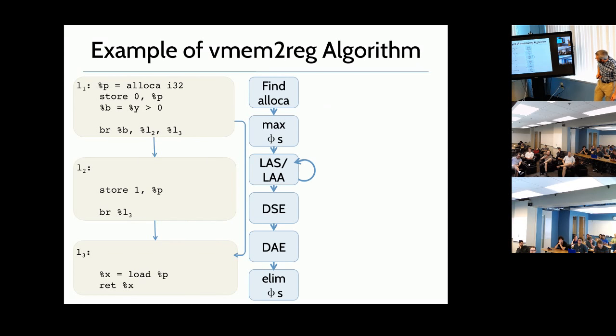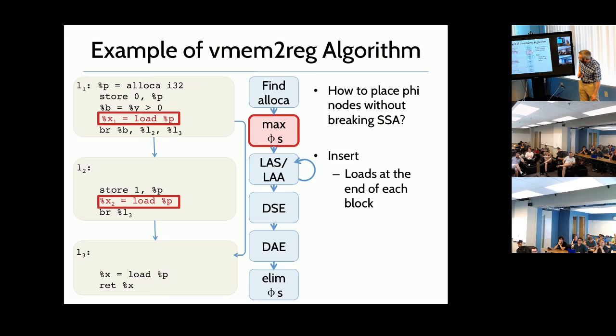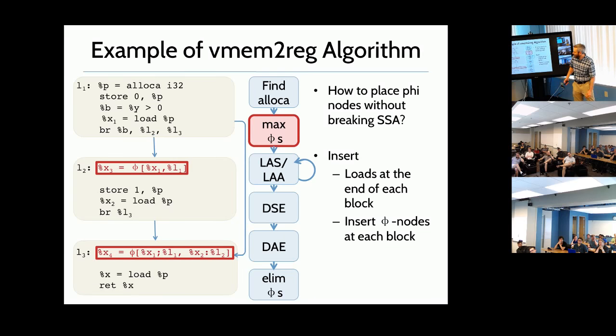So let's see. I guess I'll just quickly walk through an example of applying this. So basically, if we start with the code on the left, there's a bunch of stages that this goes through. And I'll just quickly flip through it because I want to get to what we're currently doing in Vellvm. So basically, the name of the game here is how to achieve the effect of the optimization while retaining the SSA structure. And so how do we put phi nodes everywhere without breaking SSA? So the idea is we're going to just insert loads at the end of every block and insert phi nodes at the beginning of every block.